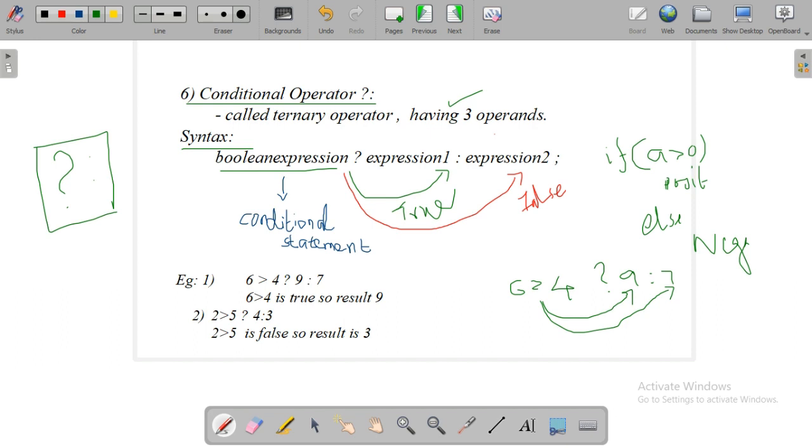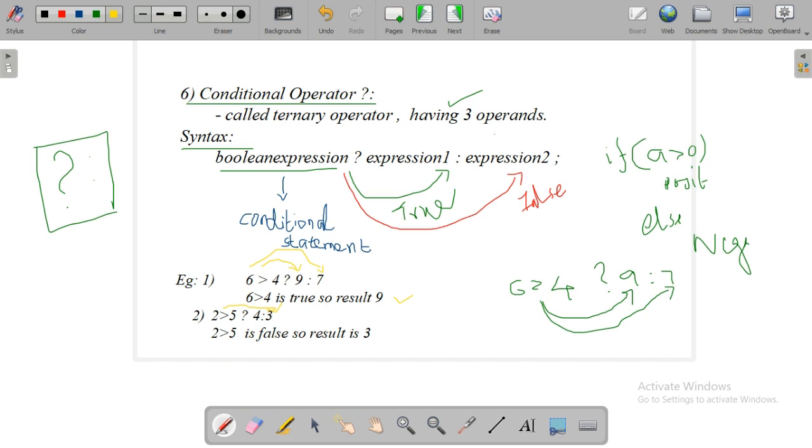That's why in the syntax I have given here, first one is a conditional statement, question mark. If it is true it will execute the expression 1, and if it is false it will execute the expression 2. So in this example you can see 6 greater than 4. If it is true it should give the value 9. If it is false it will give the value 7. So what is the condition 6 greater than 4? Yeah, of course it is true. So the result is 9.